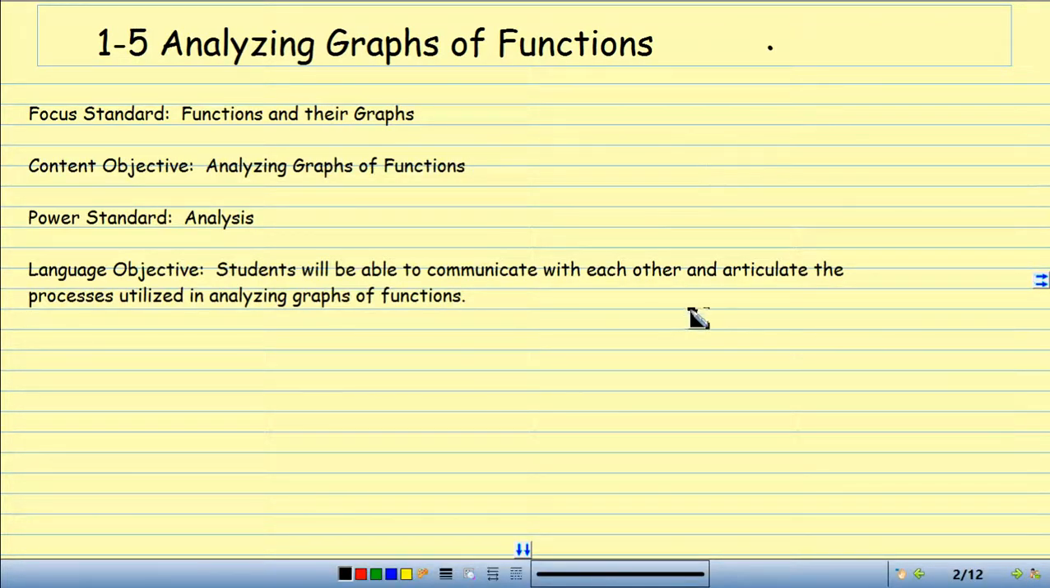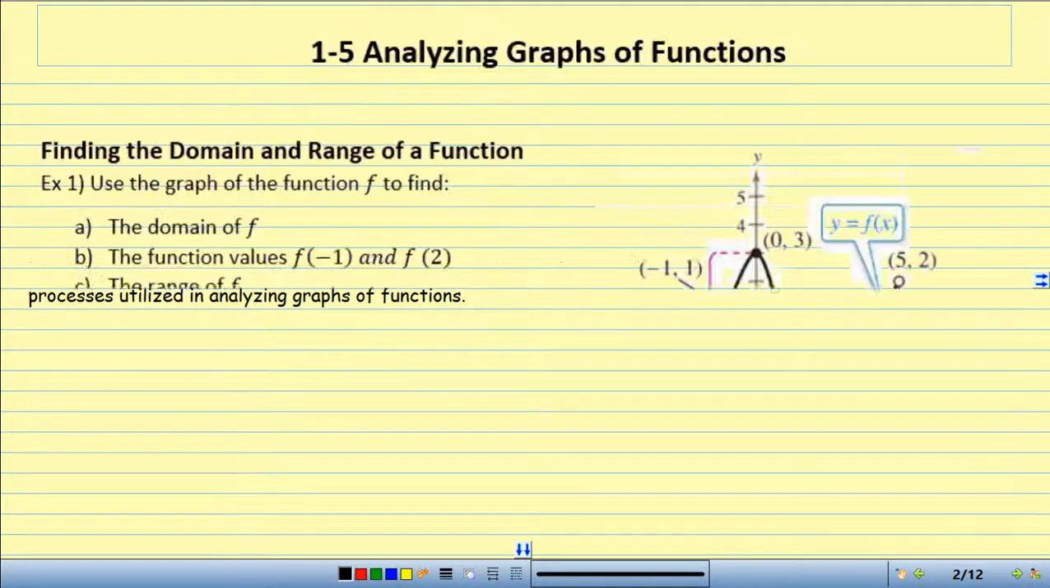So what I've got here is analyzing graphs of functions. That's the section we're covering today. Our focus standards is functions and their graphs. Our objective, we are analyzing graphs of functions. What are we going to do? Analyze. So our language objective is you're going to be able to communicate with each other and articulate the processes utilized in analyzing graphs and functions.